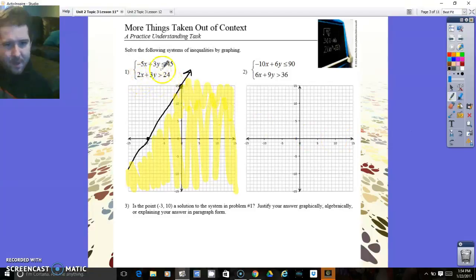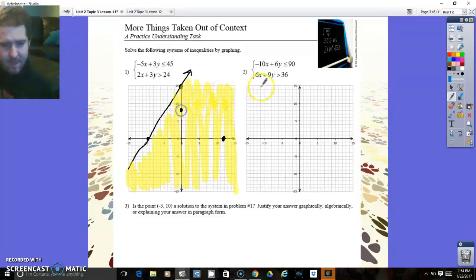I'm going to do the same thing for the bottom equation. 24 divided by 2 is 12. So the x-intercept is 12. That would be about right there. And 24 divided by 3 is 8. That would be about right there.